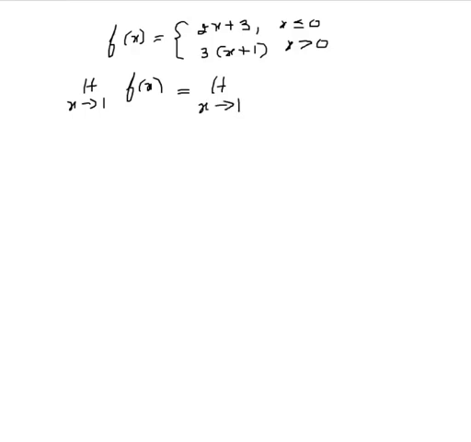1 is greater than 0, so I need to use 3 times x plus 1. No need to do LHL, RHL for x is equal to 1. Even if you use LHL, RHL, you will use the same function 3 times x plus 1, which gives you the same answer. Here this is a polynomial. Again I am repeating, polynomials are defined for every real value. So we can directly substitute the limit value. 3 times 1 plus 1, 2. Therefore the answer is 6.